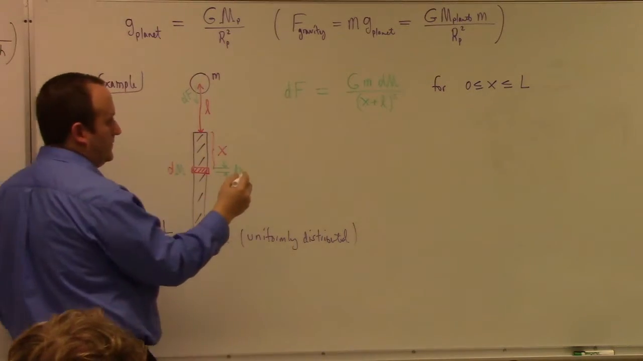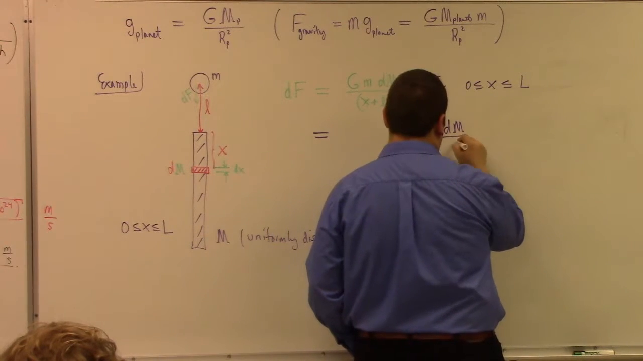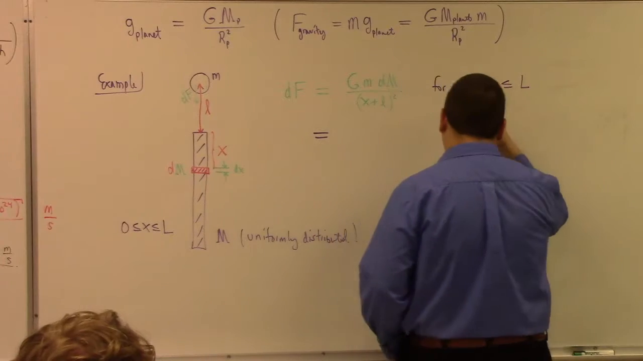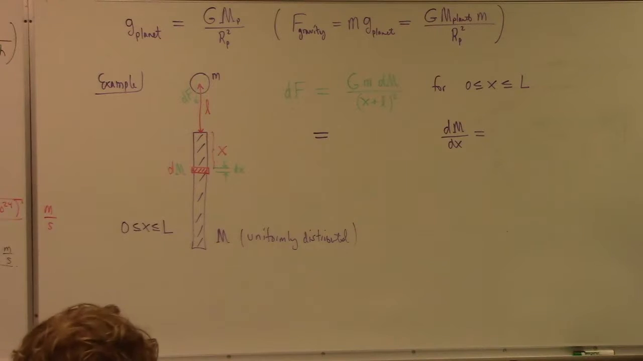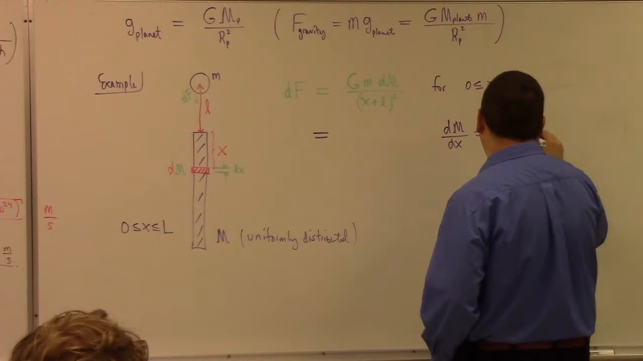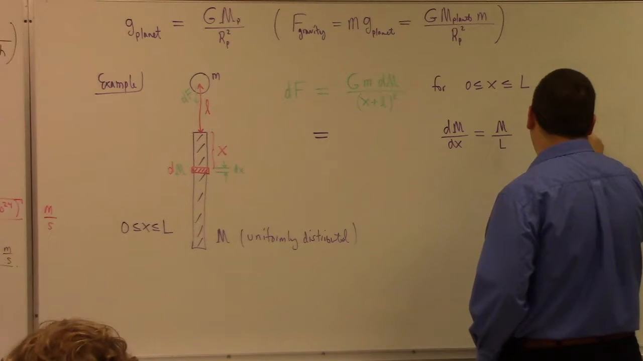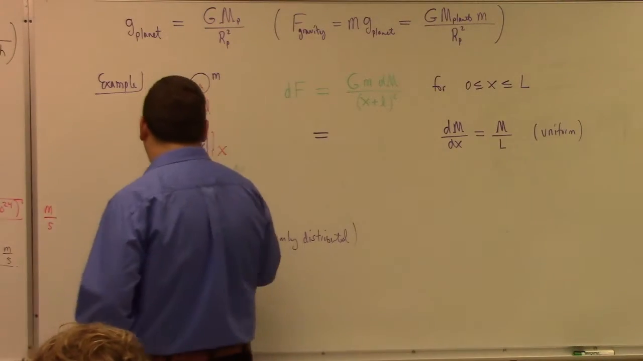How about this? dm over dx, that's the mass per unit length, the infinitesimal mass over the infinitesimal length dx, right? If it's a uniform mass density, that's the same as the total mass divided by the total length, which is what? M over L, right? This is uniform. What is big L? Big L is the total length of the stick, yeah.